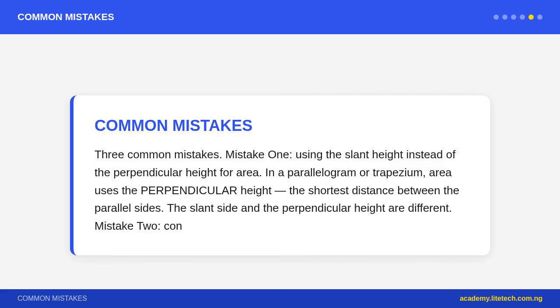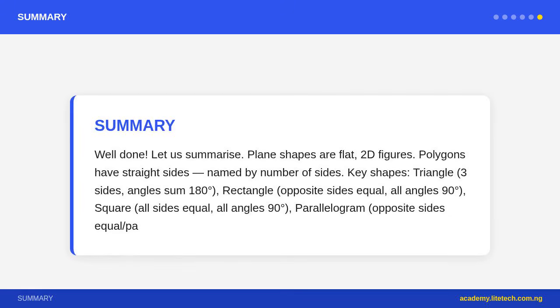Mistake 3. Including all angles 90 degrees as a property of the parallelogram. A rectangle is a special parallelogram with right angles. A general parallelogram does not have right angles, its angles are equal in opposite pairs but not 90 degrees. Well done. Let us summarize. Plane shapes are flat, 2D figures. Polygons have straight sides, named by number of sides.